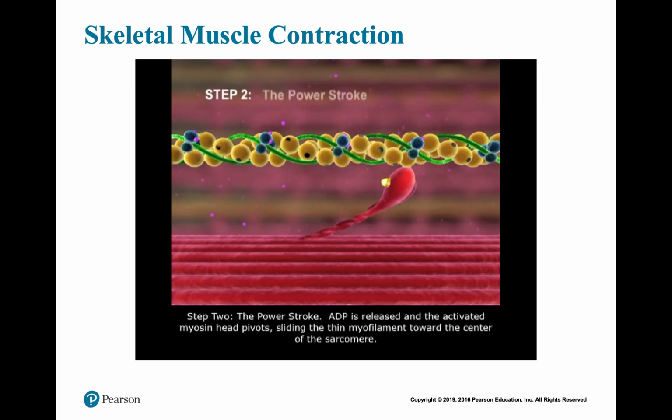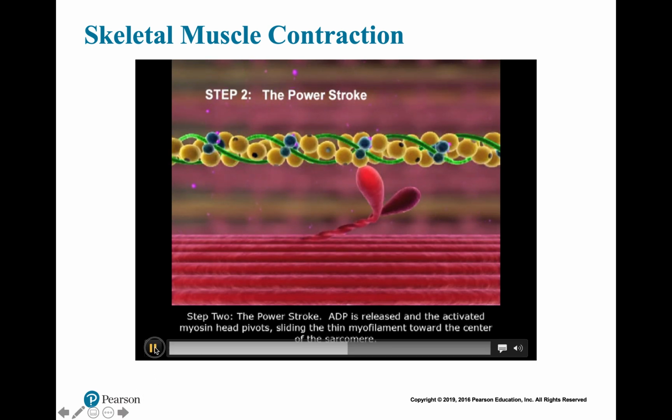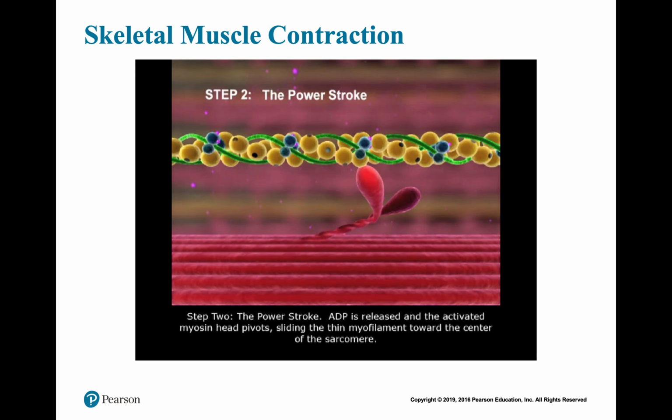Step 2. The power stroke. ADP is released, and the activated myosin head pivots. So what causes the power stroke? The pivoting. So that's just the myosin head pivots. That pivoting is called the power stroke, and it is how the actin filament gets slid in towards the M line.